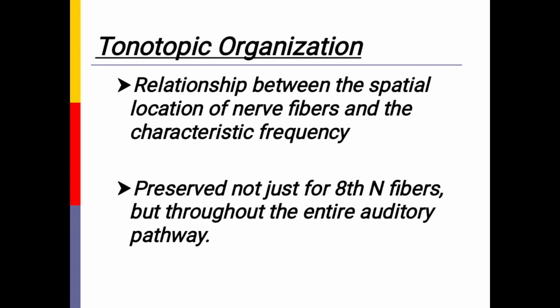The relation between the spatial location of the nerve fibers and characteristic frequency is maintained not only for the 8th nerve fibers but throughout the entire auditory pathway, right from the 8th nerve, cochlear nucleus, superior olivary complex, inferior colliculus and medial geniculate body, and finally in the auditory cortex. This is called tonotopic organization, which is very similar to the retinotopic organization of the visual cortex.